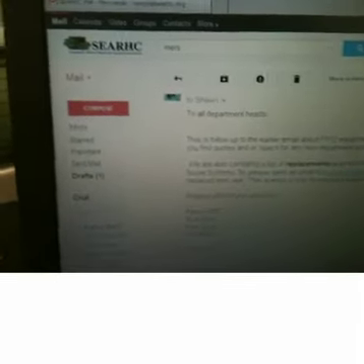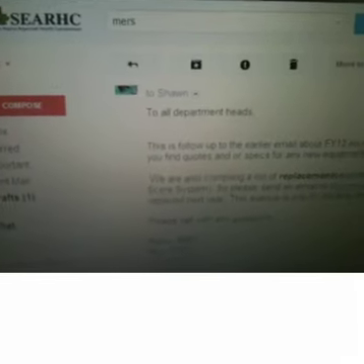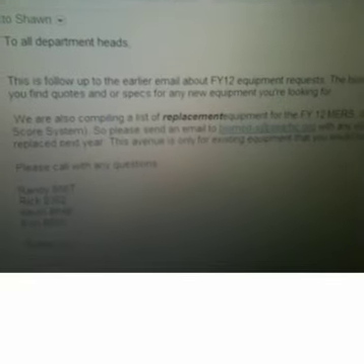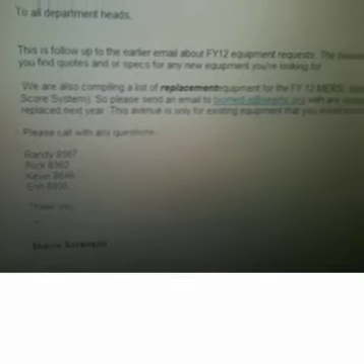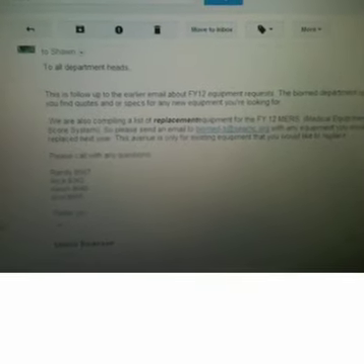This is how it all begins. A simple email is sent to the department heads asking for a list of equipment they would like to replace. The departments somehow come up with their list. We are not sure how.